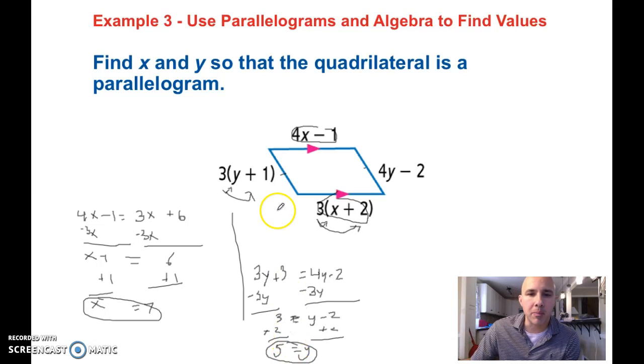I can go ahead and plug it back in and see if it's going to equal out. 4 times 7 is 28, minus 1 is 27. And I know, let's see, 7 plus 2 is 9, 9 times 3 is 27. So this is good. And then 5 plus 1 is 6, 6 times 3 is 18. I'll do the same thing here. 4 times 5 is 20, 20 minus 2 is 18 as well. So x is 7, y is 5. Let me know if you have any issues with the algebra and setting up the problem.